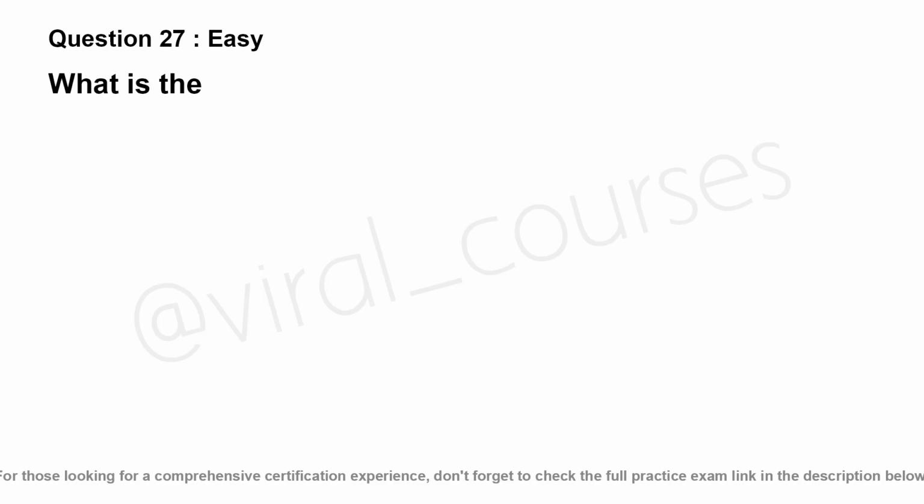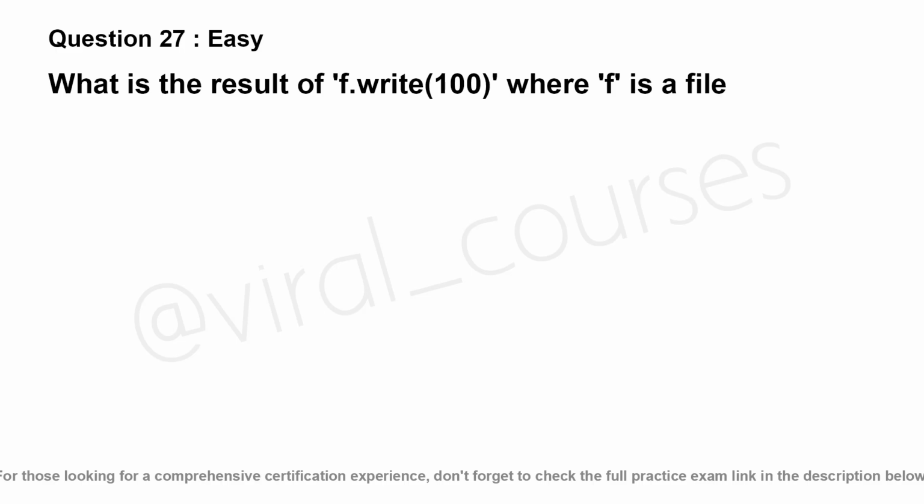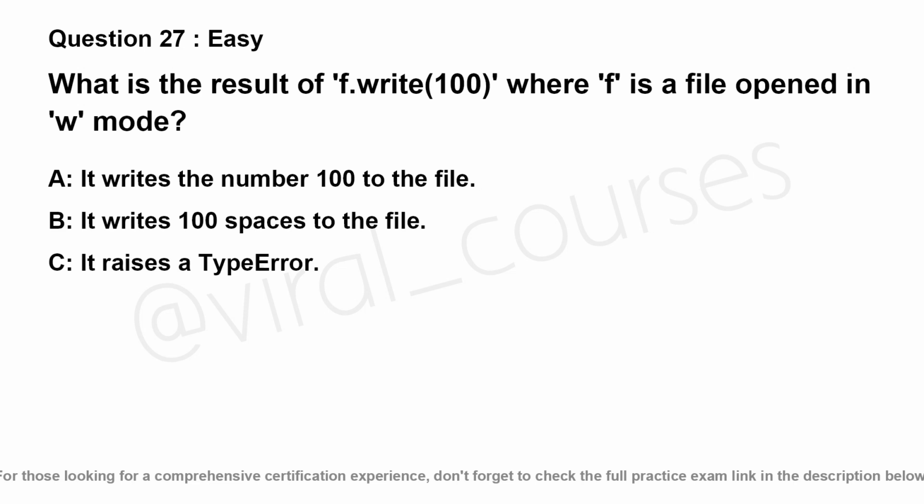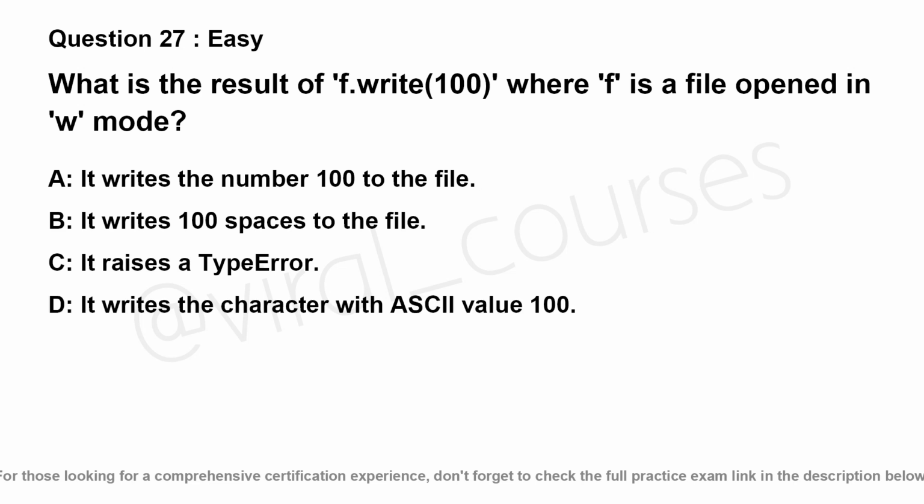What is the result of f.write(100), where f is a file opened in 'w' mode? Option A. It writes the number 100 to the file. Option B. It writes 100 spaces to the file. Option C. It raises a TypeError. Option D. It writes the character with ASCII value 100.